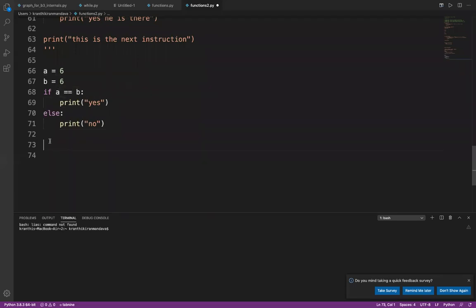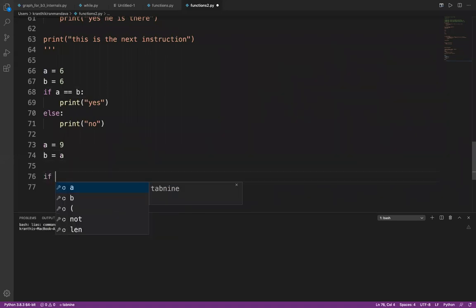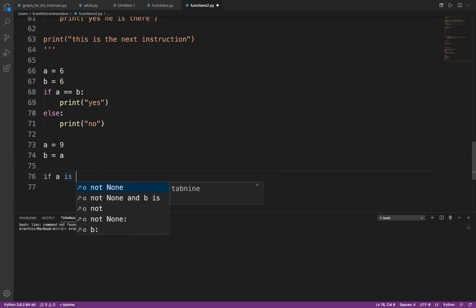Now let me check another way. So A is equal to 9, and B is equal to A. And if I say if A is B, okay, I can use is. The in is a membership operator, and is is an identity operator. Identity in the sense it is checking the identity of both A and B, whether they are equal or not. Okay.